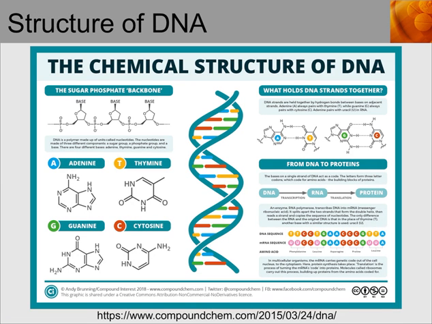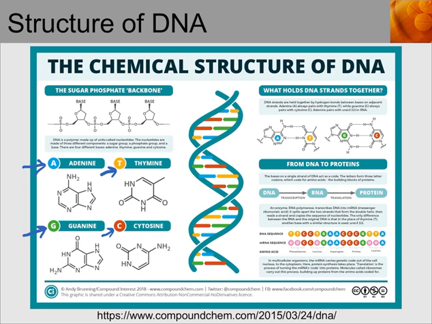Now, I did find this really handy handout, I guess you'd call it, on compoundchem.com. This website has a lot of cool infographics on biology and chemistry, and one of them is on the chemical structure of DNA, and I think this really summarizes all of the information we've learned really well. So you'll notice the double helix in the middle, and it's color-coded with the nucleotide bases. So adenine is blue, thymine is yellow, guanine is green, cytosine is red. And they show you the nucleotide base structures there.